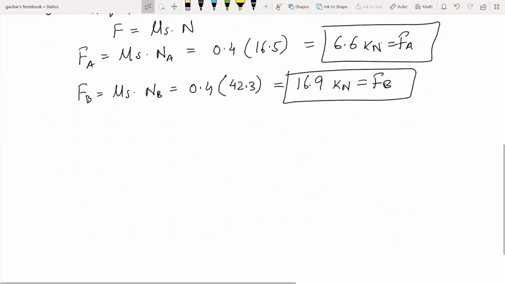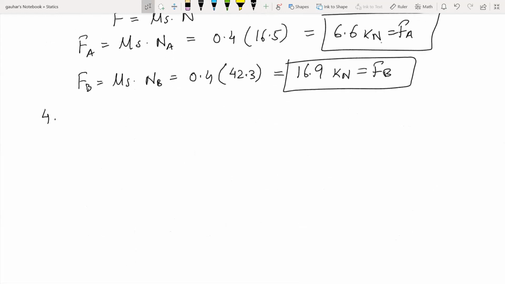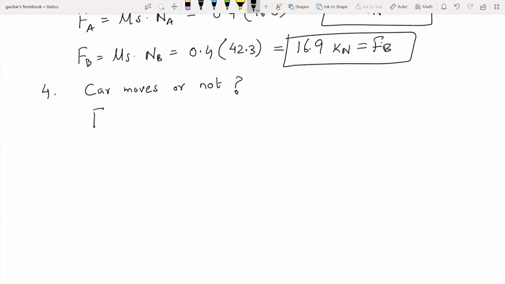Now let's go to step 4. Now we have found all the unknowns. So now we need to find whether the car moves or not. For that, let's find the total friction force. Let's say F total is equal to FA plus FB, which is 6.6 plus 16.9, so we get 23.5 kilonewtons.